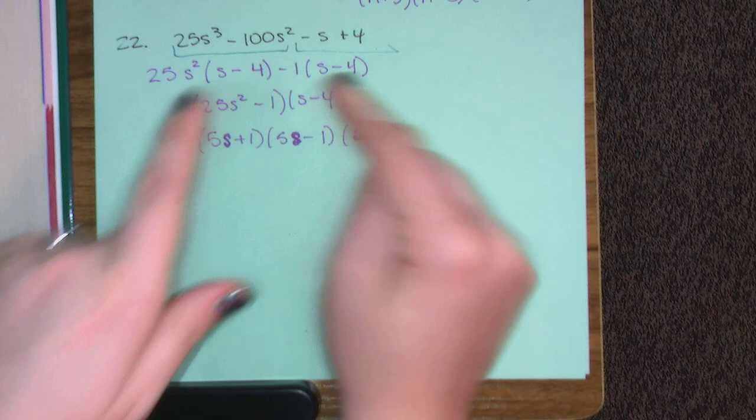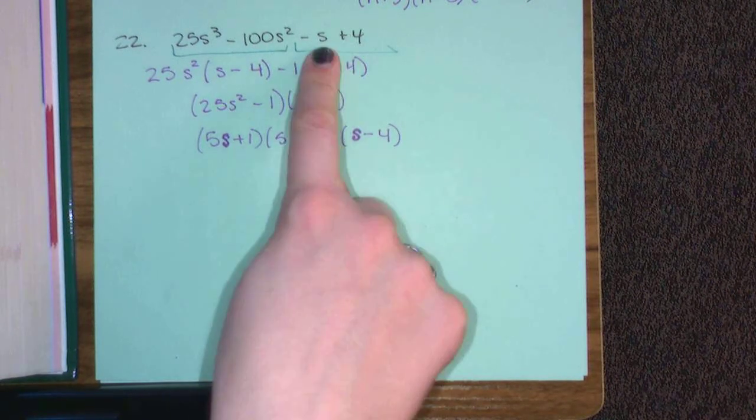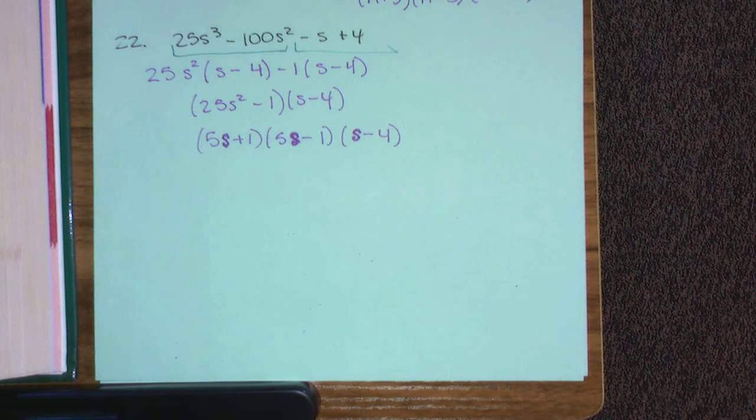So then I write down the stuff that's outside and then one of the ones that's already inside. And then this is a difference of squares. Okay, so then that factors into 5s plus 1 and 5s minus 1 times s minus 4. I tried to make my s's look more like s's in my answer, but I mainly just made them bold.